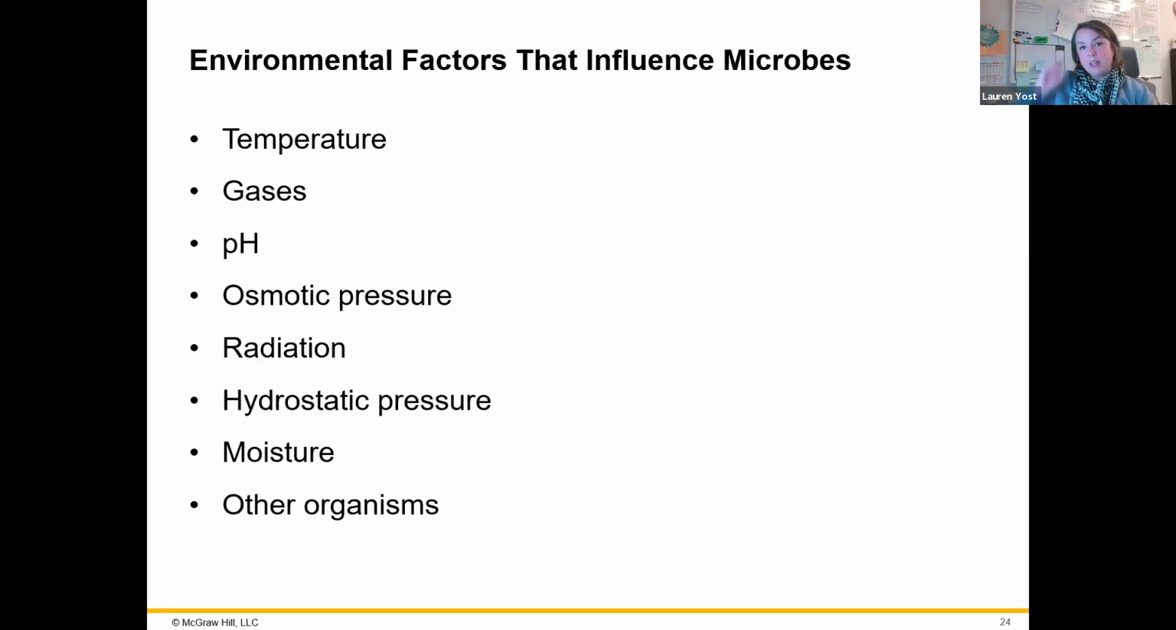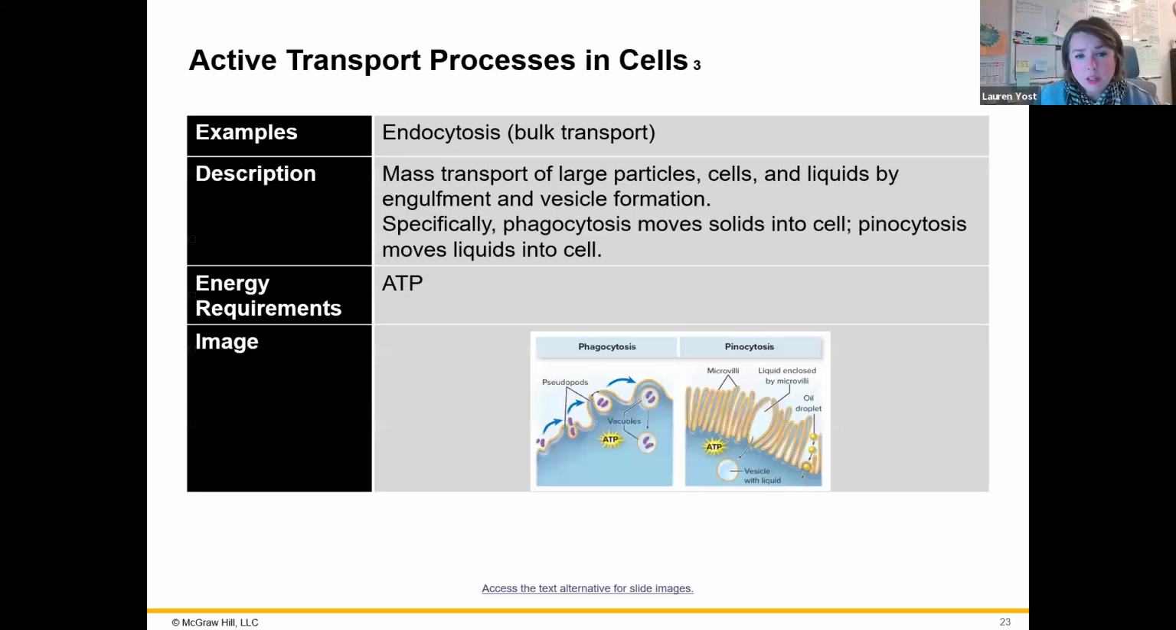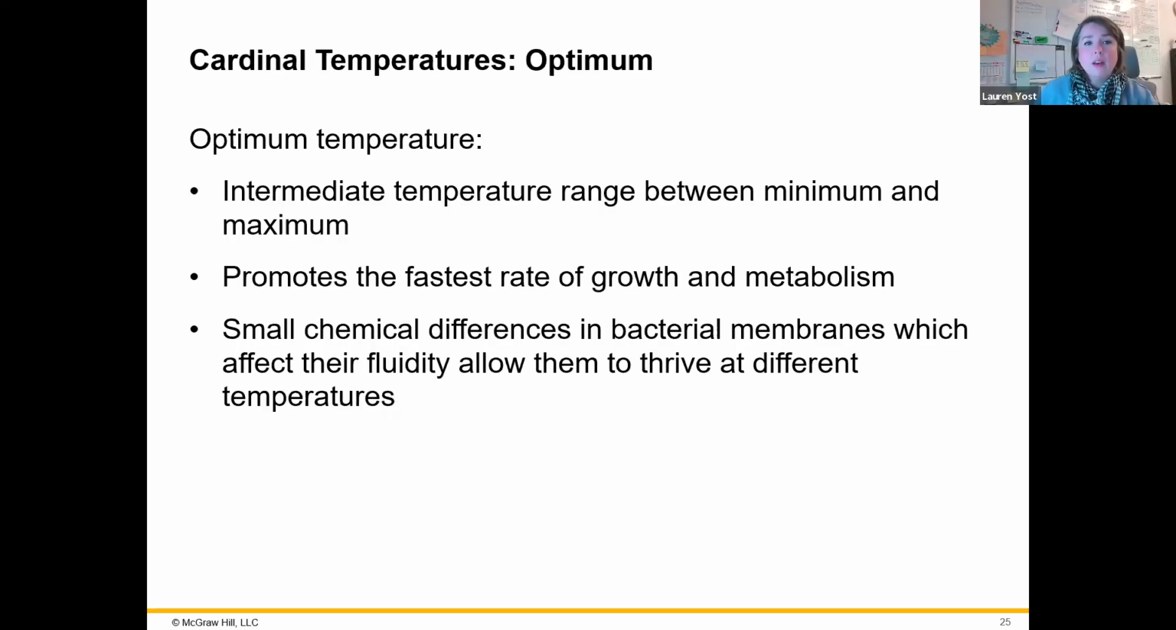All right, things that can influence our microbes can be dependent on temperature, gases in their environment, and pH. Their osmotic pressure, how much salt can they tolerate in order to live? Radiation, pressure of their environments, which we call hydrostatic pressure, like the barometer, right? That sort of stuff. Moisture presence, and then presence of other organisms can all control how organisms live. So we're going to be talking about that next.